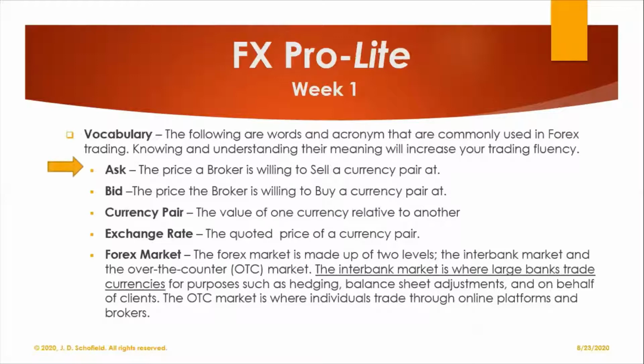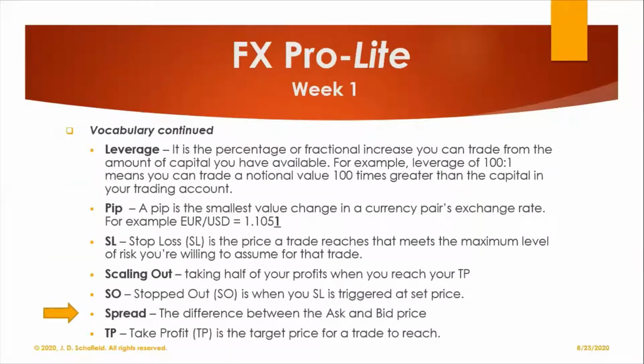Ask. The price a broker is willing to sell a currency pair at. Bid. The price a broker is willing to buy a currency pair at. Forex market. The Forex market is made up of 2 levels, the intrabank market and the over-the-counter market or OTC market. The intrabank market is where large banks trade currencies for purposes such as hedging, balance sheet adjustments, and on behalf of clients. The OTC market is where individuals trade through online platforms and brokers. Spread. The difference between the ask price and bid price.